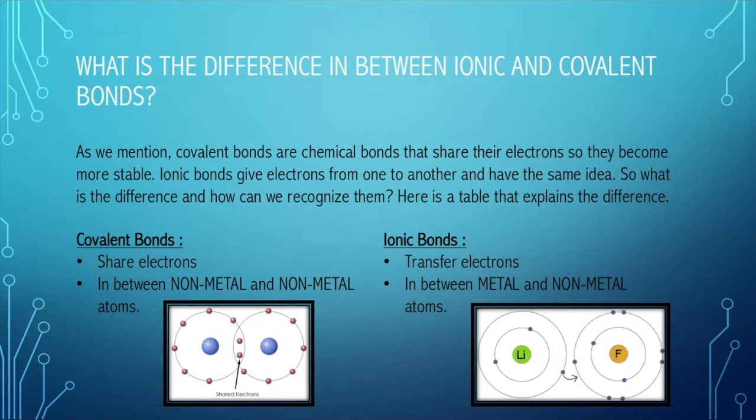Covalent bonds are more stable, as we mentioned earlier, but they usually happen for non-metals and non-metal bonding. For metal and non-metal bonding, an ionic bond is needed.